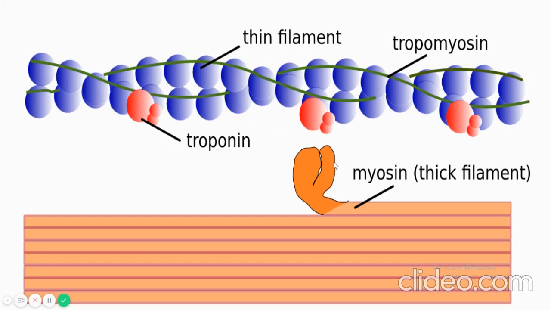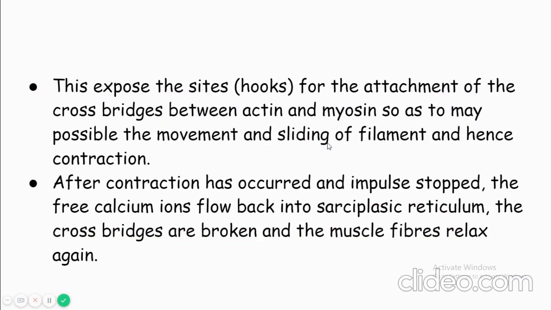And then the myosin heads can easily bind to the special sites on the actin, and then myosin heads pull the actin filament towards the center and help in the contraction of a skeletal muscle. This exposes the sites for the attachment of the cross bridges between the actin and myosin, so as to make possible the movement and sliding of filament and hence the contraction.